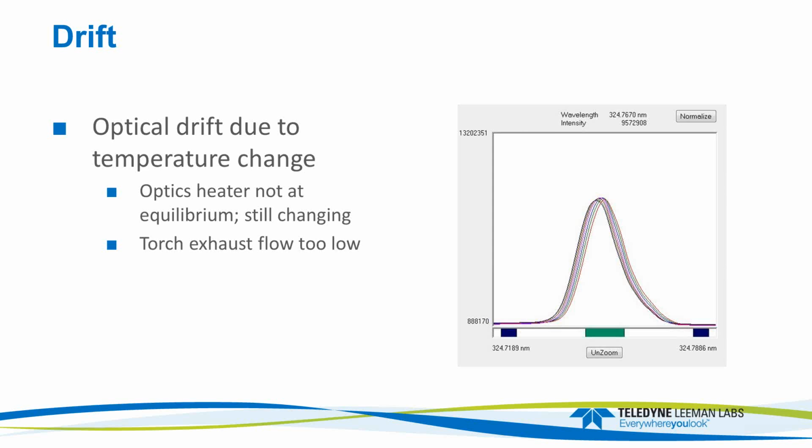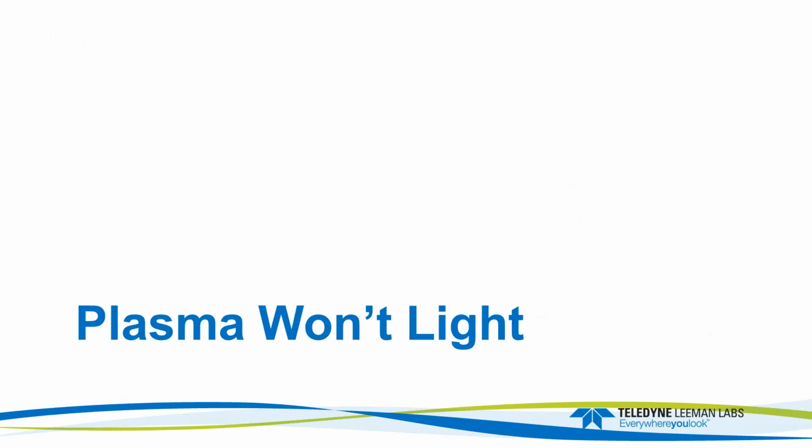Another way this can happen is if your torch exhaust is too low and the instrument's starting to overheat. Not very common, but it's not impossible. I've seen that with the exhaust either not on or way below the recommended flow. And in our system, it's about 100 cubic feet a minute. Okay. Drift. Next, plasma won't light.